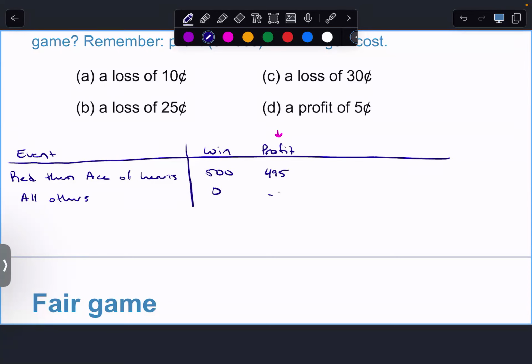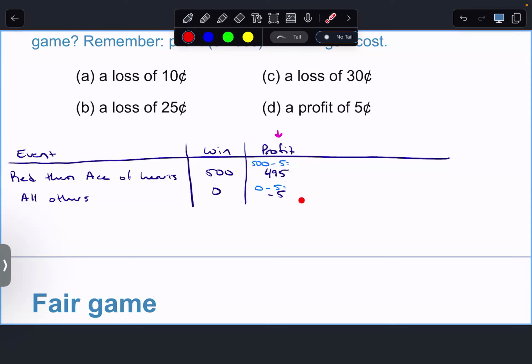Or -5 for all the other outcomes. Maybe I'll do it here. 500 minus 5 equals 495, or 0 minus 5 is -5. So these are the outcomes that I'm really interested in, these profits. Digging the 495, -5, not so much.